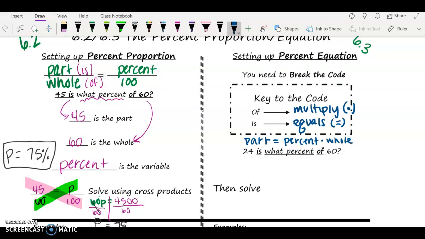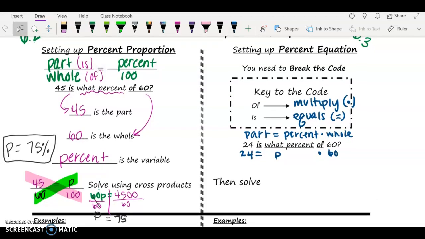So 24 is what percent of 60? So is means equals. What percent of means we're going to multiply. So we have 24 is, so 24 equals, what percent? We don't know, so we're going to put a P there, of 60.